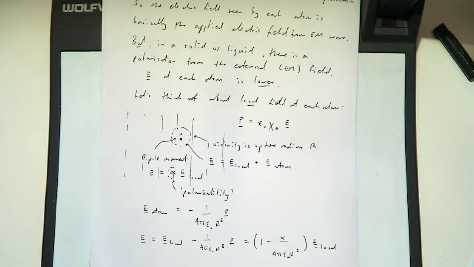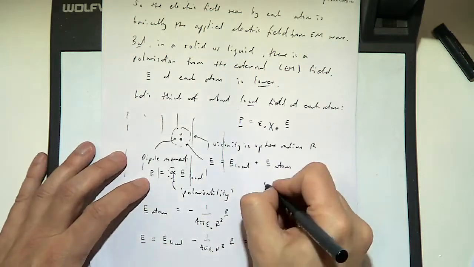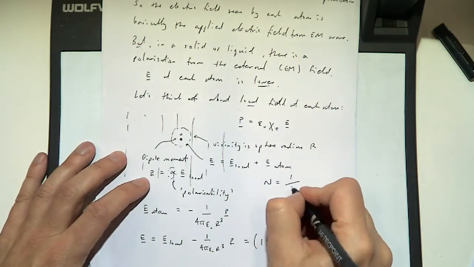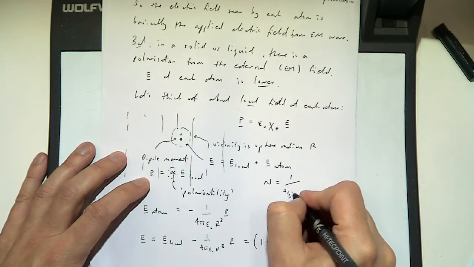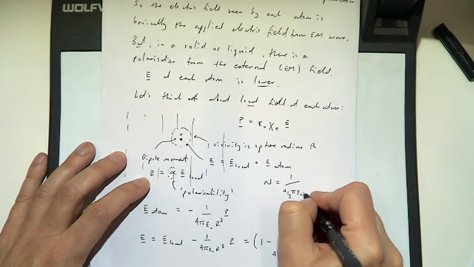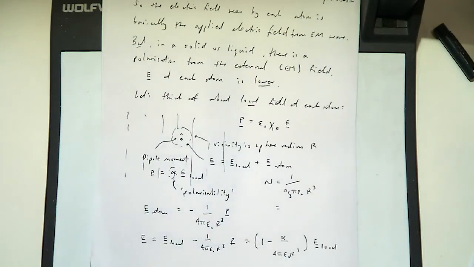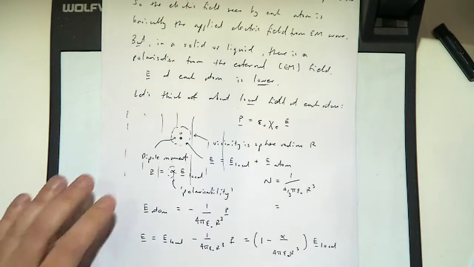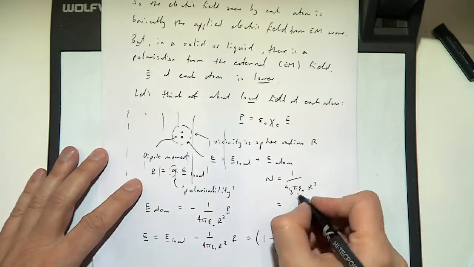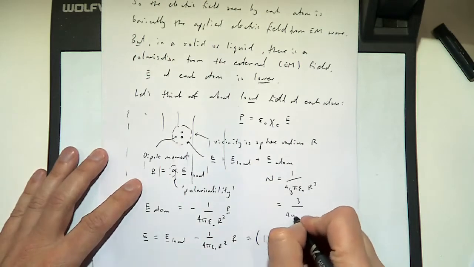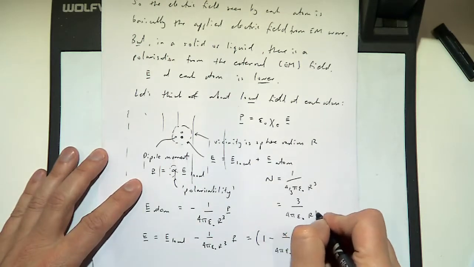Now, the number density of these little vicinities is n equals 1 over the volume of that little sphere. So now I can relate the number density of the atoms to that size r. So we say how big is a size r for a particular number density of atoms is equal to 3 over 4 pi epsilon naught r cubed.